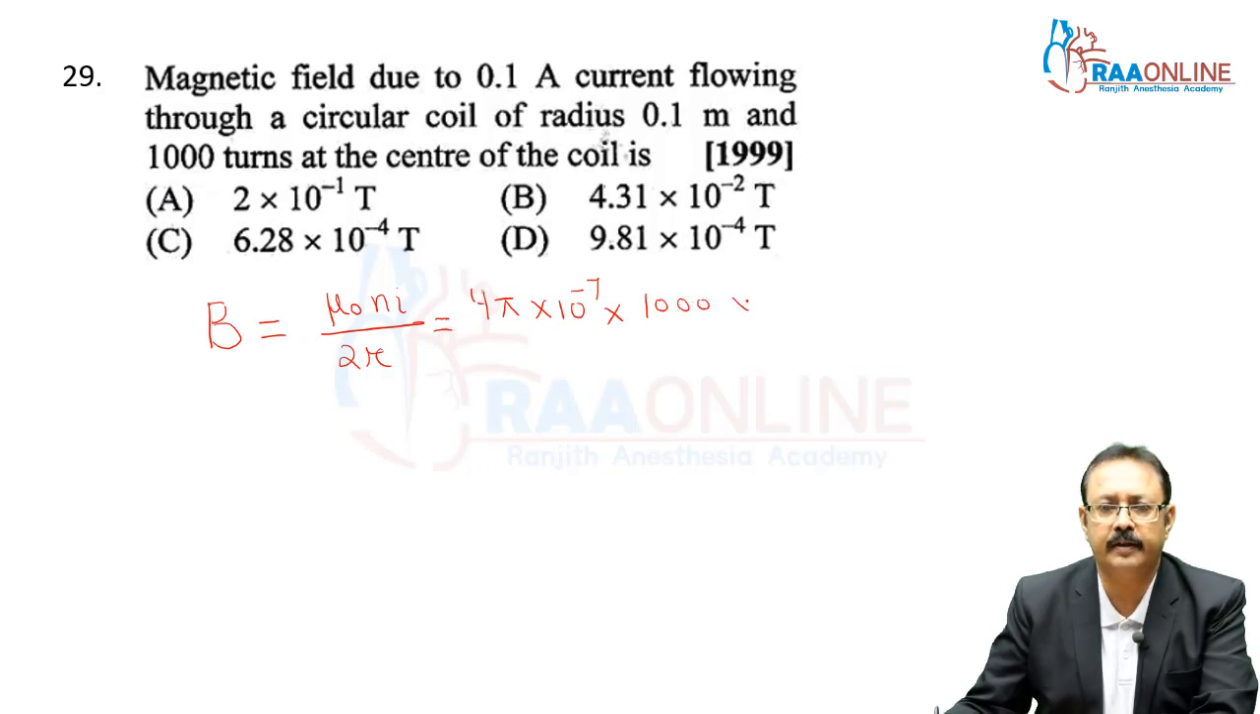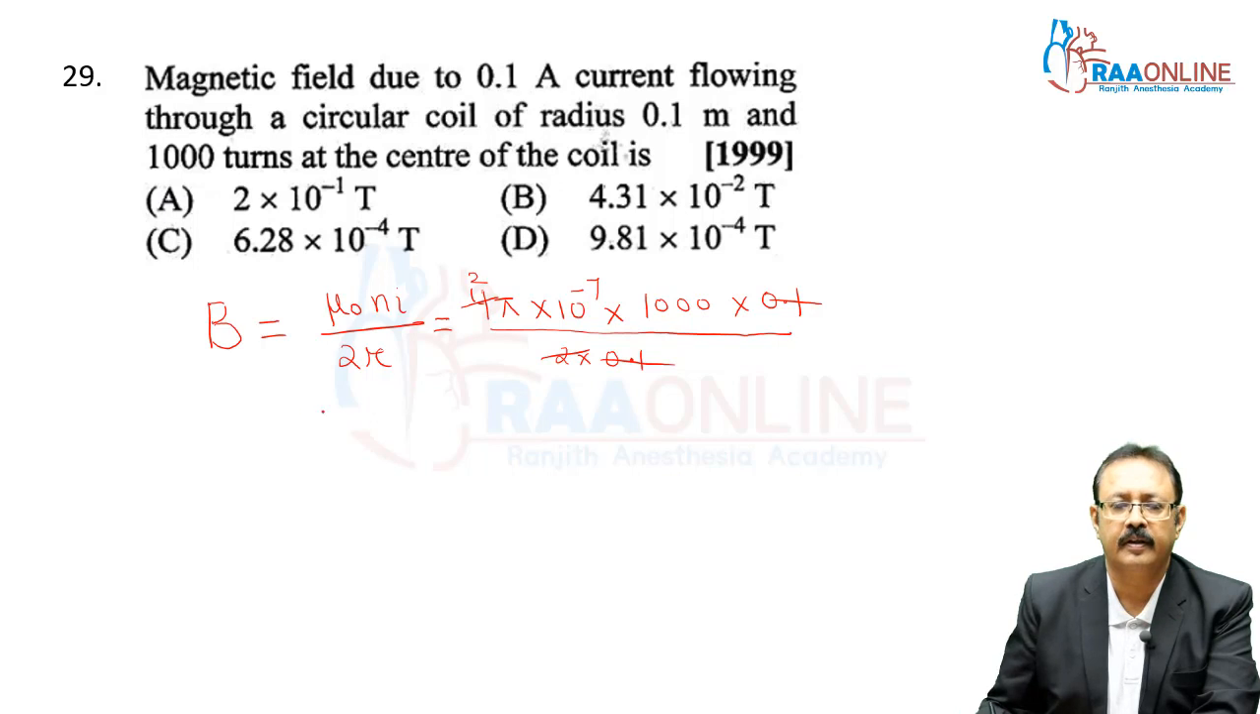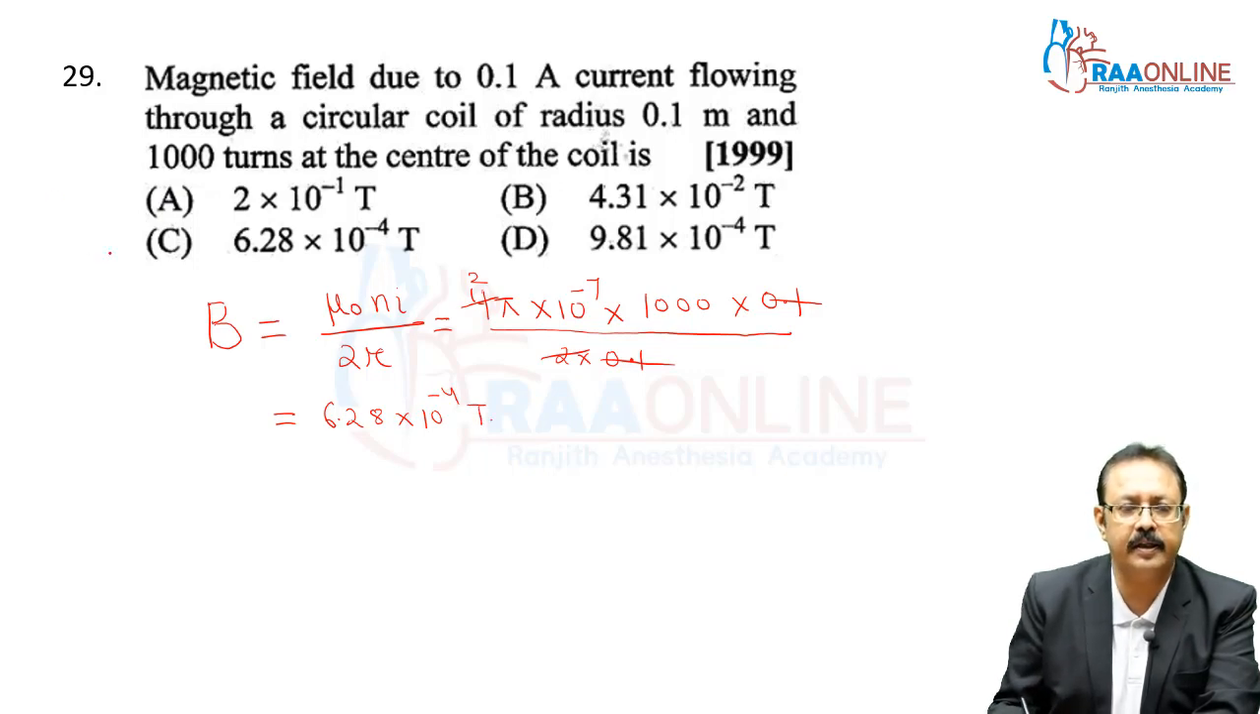What is current? 0.1 ampere. What is radius? Again 0.1 meter. Cancel 0.1 with 0.1. 2 with this 4. 2. So numbers are also very easy. 2 pi means 6.28. 10 to the power minus 4 Tesla. So we are going with C.